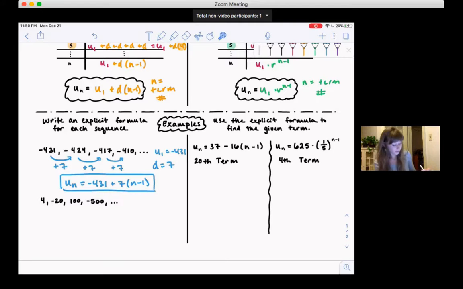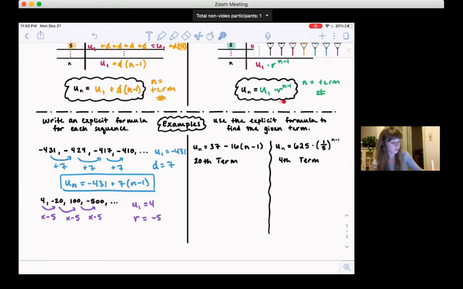All right, let's try one more like that. So here we have another sequence, and we need to figure out what type it is. And we might notice to get from 4 to negative 20, we're multiplying by negative 5. Negative 20 to 100 is also times negative 5. 100 to negative 500 is also times negative 5. So this is geometric. Our first term is 4, and our common ratio is negative 5. That's the number we're multiplying by every time.